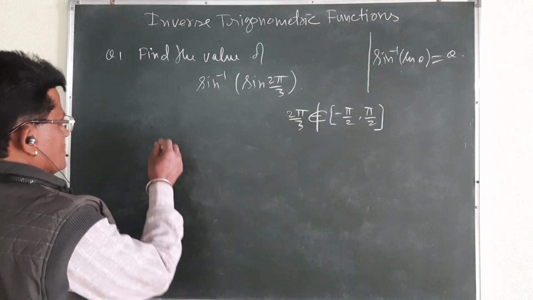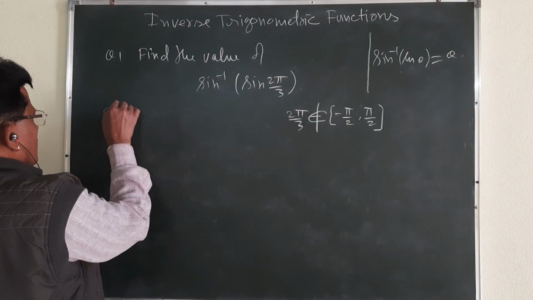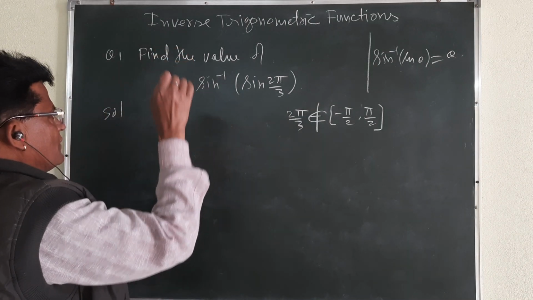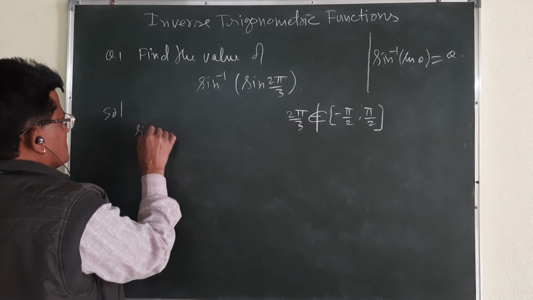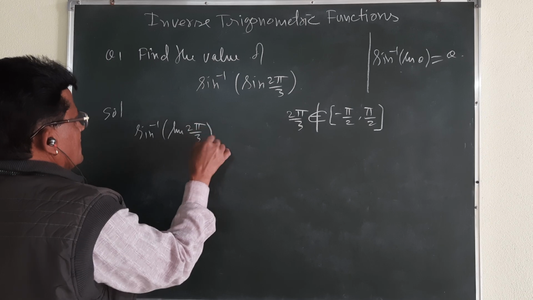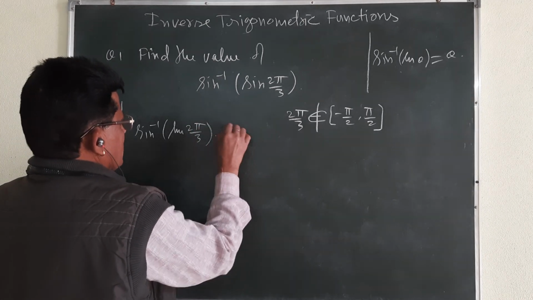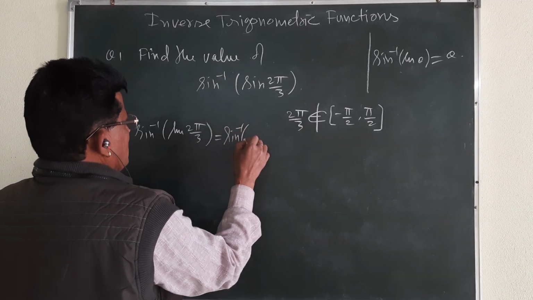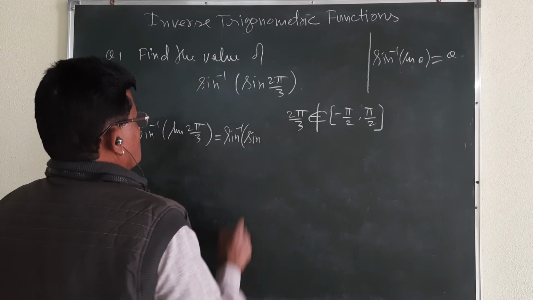Okay, let me take the solution of this question. Similarly, you can find out the solution of a number of questions. Sine inverse sine 2 pi by 3 will be equal to, you see, sine inverse sine 2 pi.